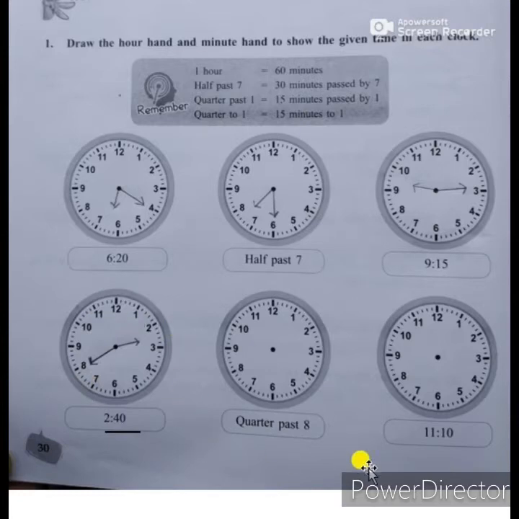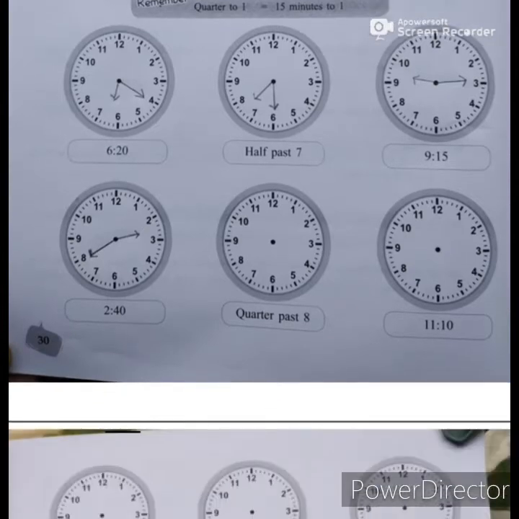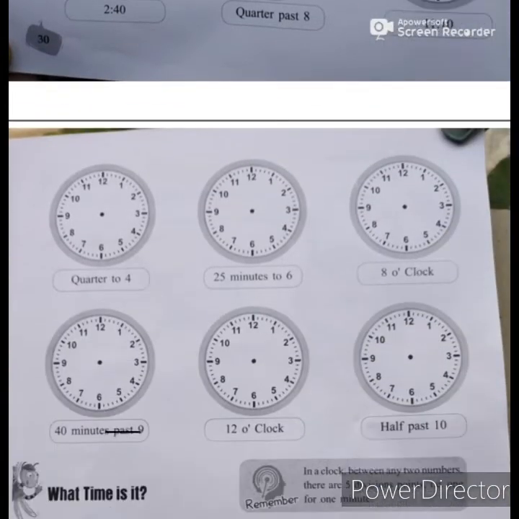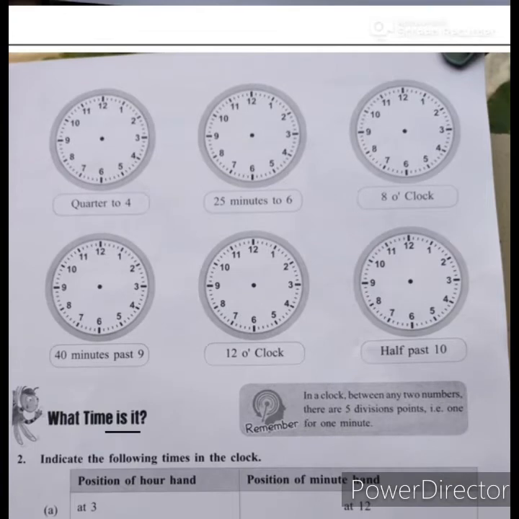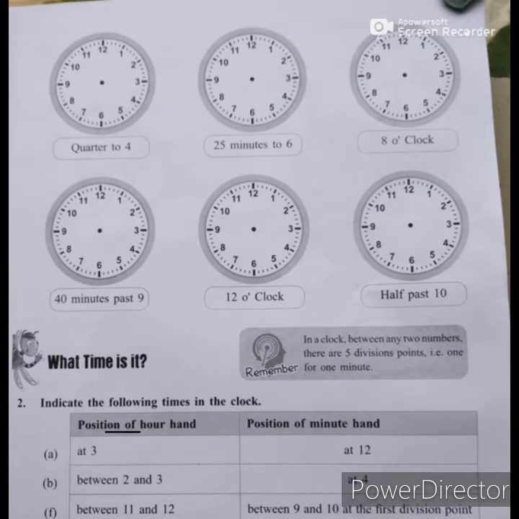Remaining some questions are there. Quarter past 8, 11:10, quarter to 4. Next page, page number 31. 25 minutes to 6, 8 o'clock, 40 minutes past 9, 12 o'clock and half past 10. All the remaining questions, students, you have to do yourself.